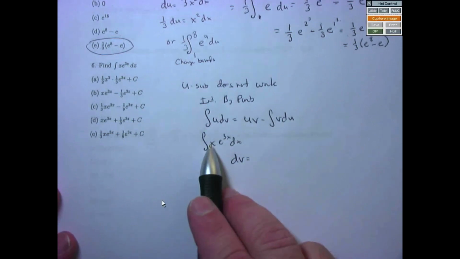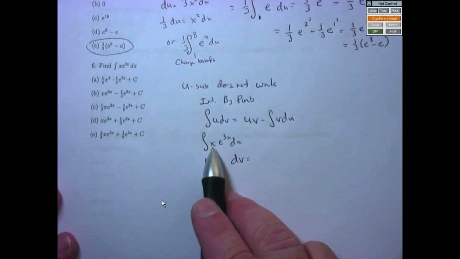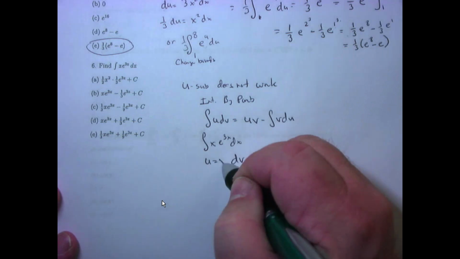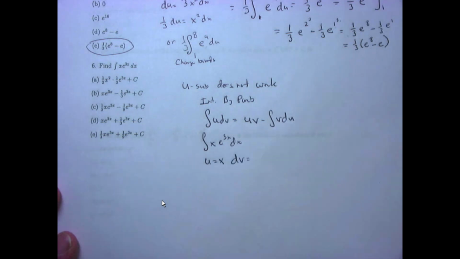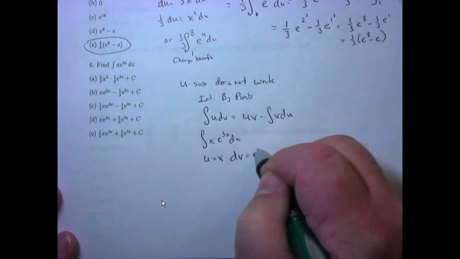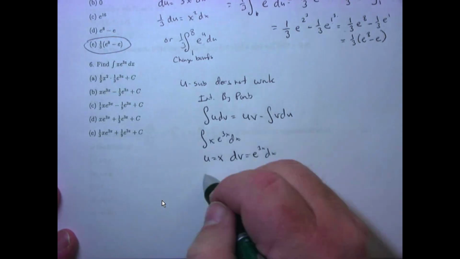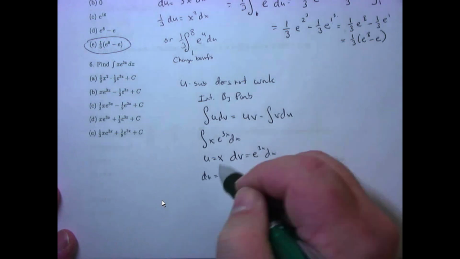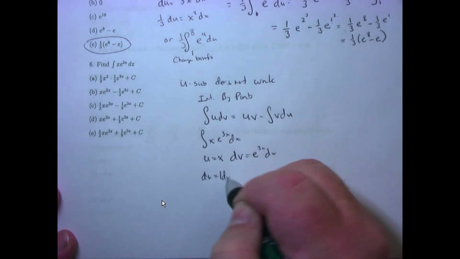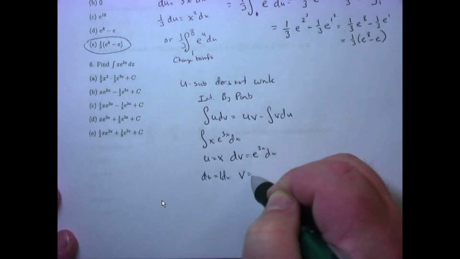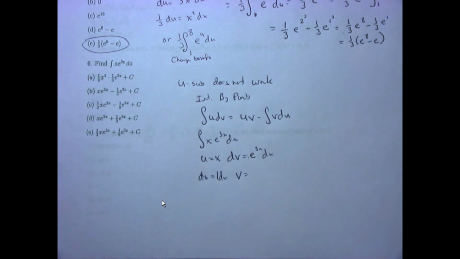U is always the part you want to get rid of, and in this problem you get rid of things through the derivative. I would like to let u equal x. dv would be the rest of it, which would be e to the 3x dx. Hopefully something I can integrate. du is equal to, what's the derivative of x? 1 dx. And v, if I got dv and I need v back again, I got to integrate.